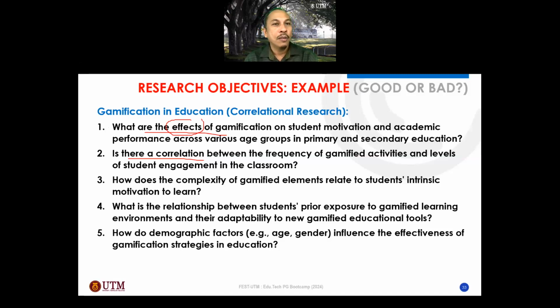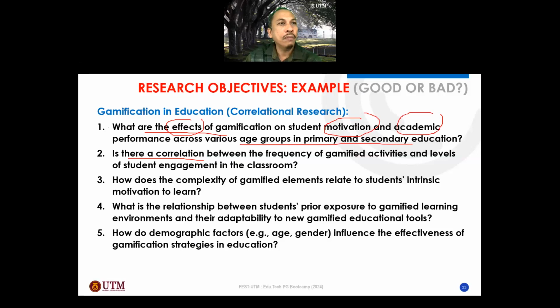Okay, most of you choose 1 because in nature, the first one is bad, the second one most probably a good one. But this one is also not a very good research objective or research question. Why? As you can see here, the first research objective: what are the effects of gamification on student motivation and academic performance? So you have motivation, you have academic performance, and this is the target group.